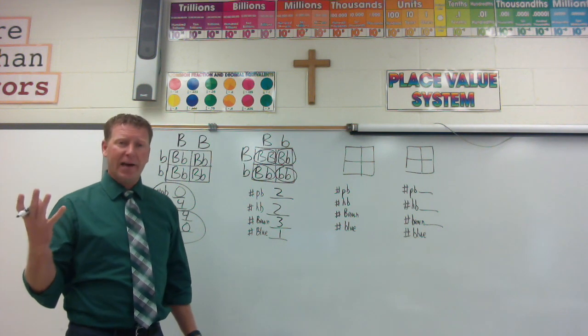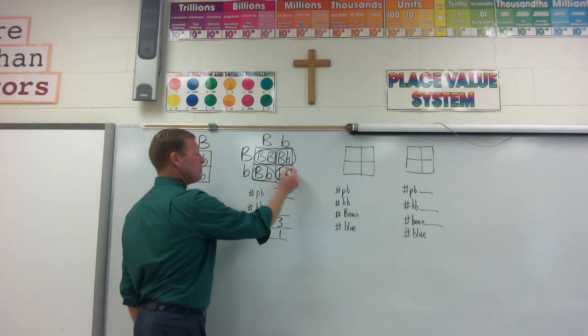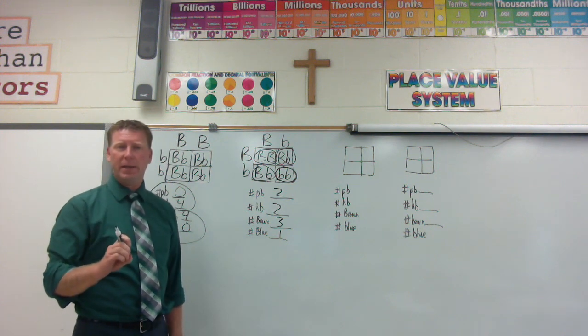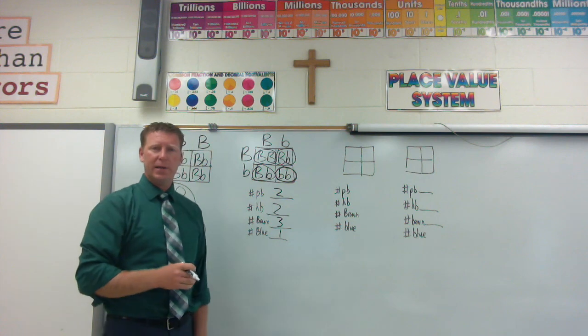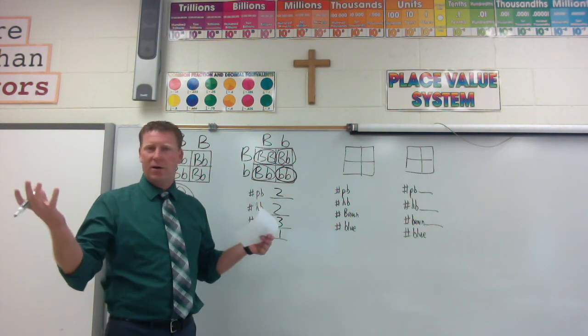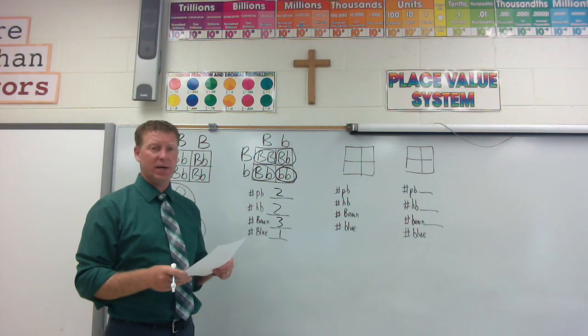But for instance, I have blue eyes. To have blue eyes, you know it has to be little b, little b. My wife also has blue eyes, so you know she's going to be little b, little b. All we're doing is putting together little b's. All my kids will have blue eyes because of that.